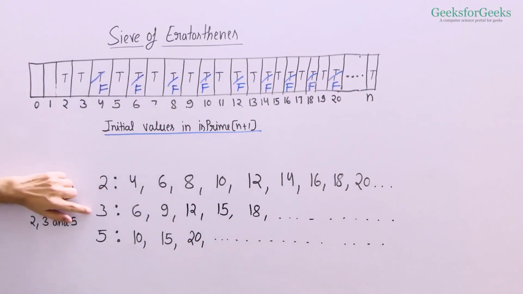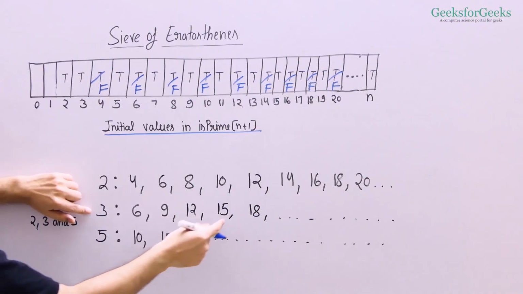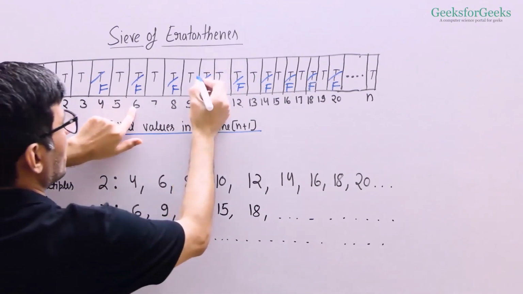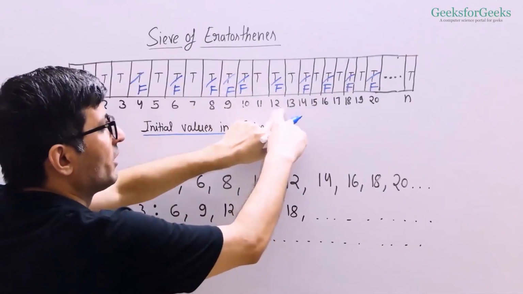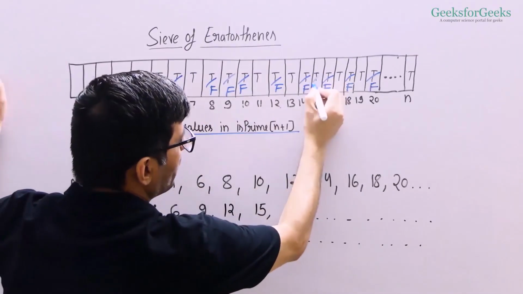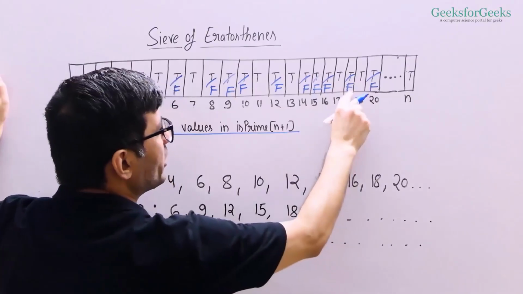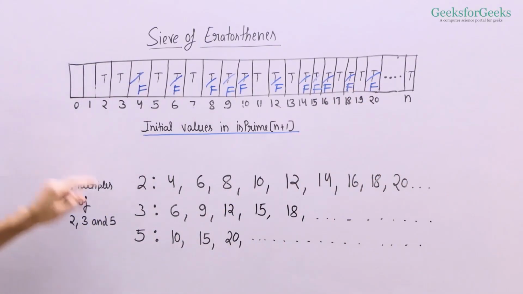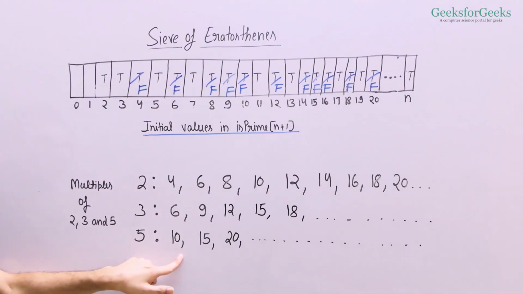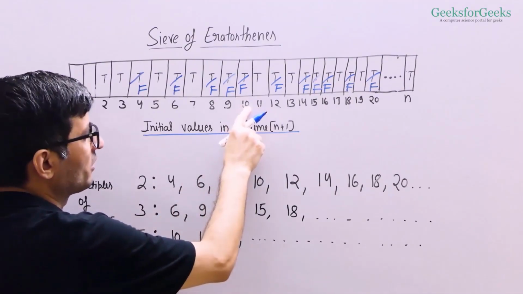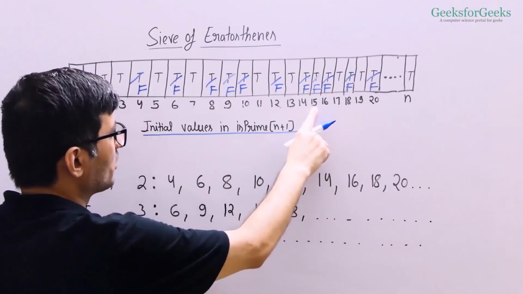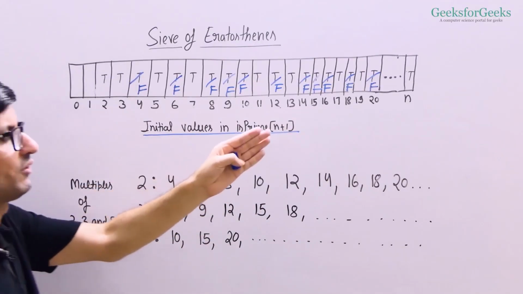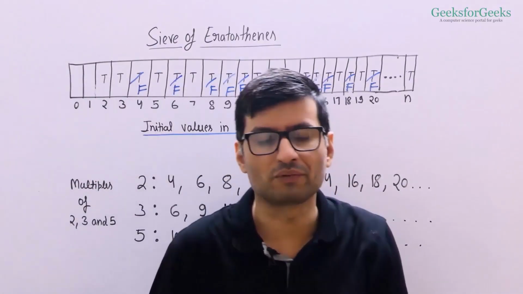Now we come to 3 and we mark its multiples also as false. 6 is already marked as false, we mark 9 as false. 12 is already marked, so we come to 15 and we mark it as false. Then we come to 18, 18 is already marked. So that's how we mark the multiples of 3. Now we come to multiples of 5. 10 already marked, 15 already marked, 20 already marked. If there was 25 also, we would have marked that false because 25 would not have been marked before reaching 5.